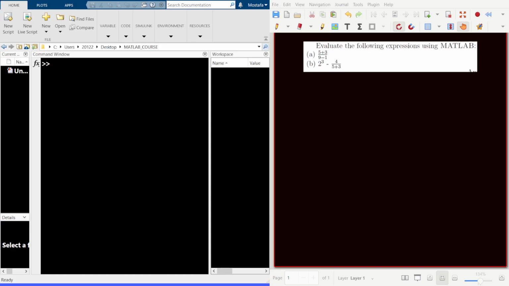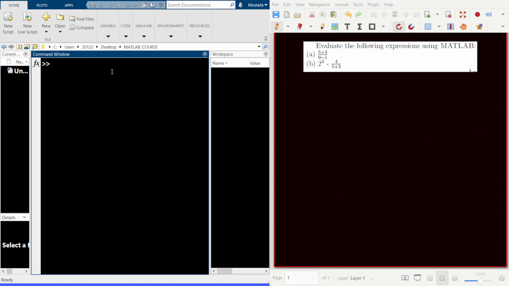Hello everyone. In this particular segment, we will take an exercise on the hierarchy of arithmetic operations in MATLAB. In particular, we will try to solve these two questions. We are asked to evaluate the following two expressions using MATLAB. So let's start with the first expression, which is 5 plus 3 divided by 9 minus 1.